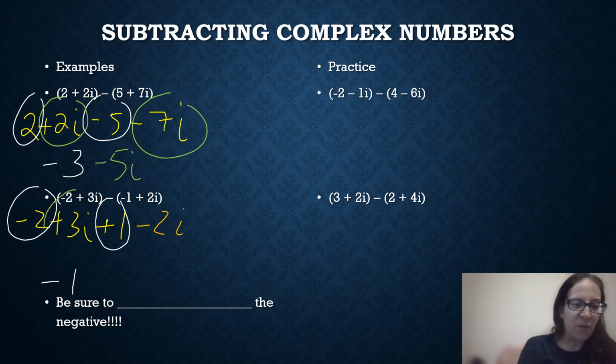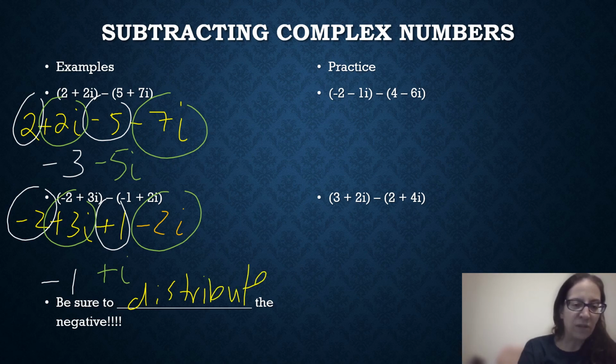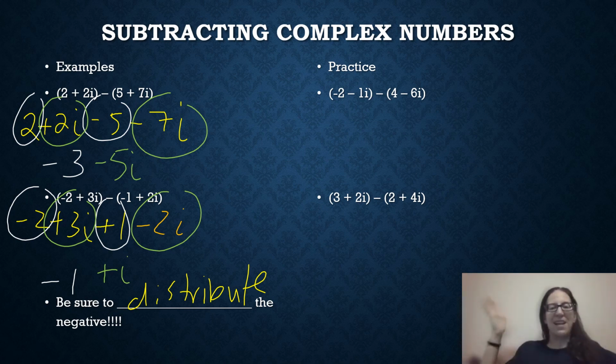And then we have 3i minus 2i, which is positive 1i. And then we have, be sure to distribute the negative. That is the number one mistake students make with subtraction problems. Number one is they do not distribute the negative. Every year I harp on it. Don't forget, don't forget.